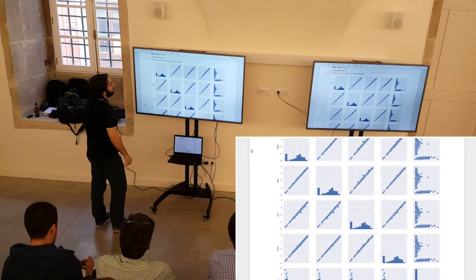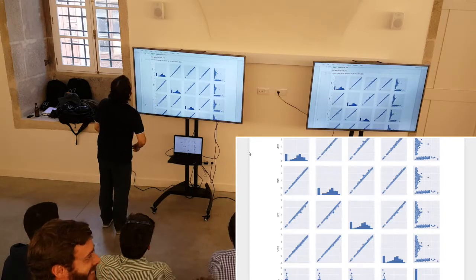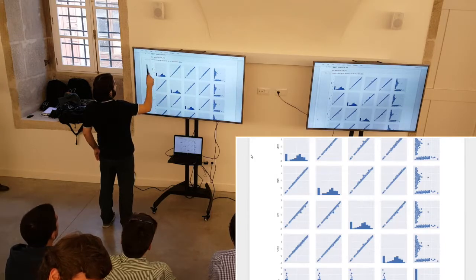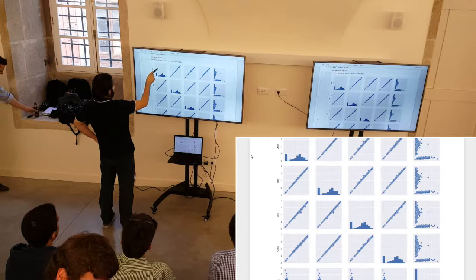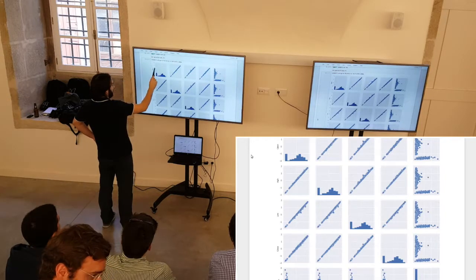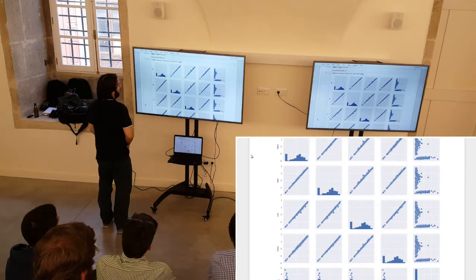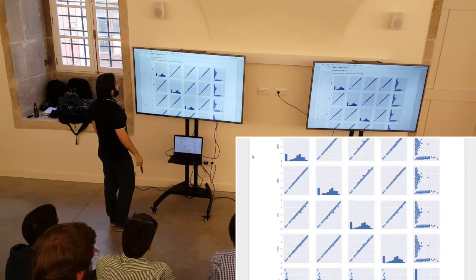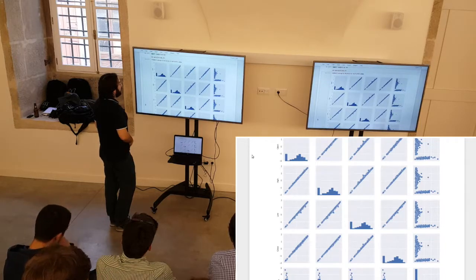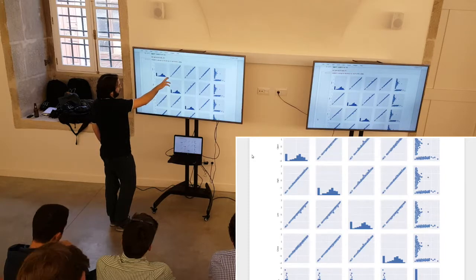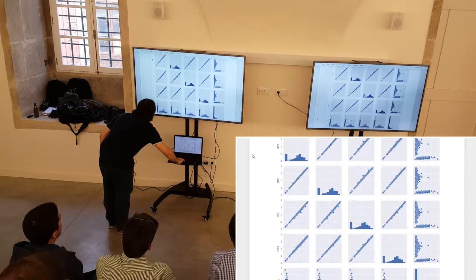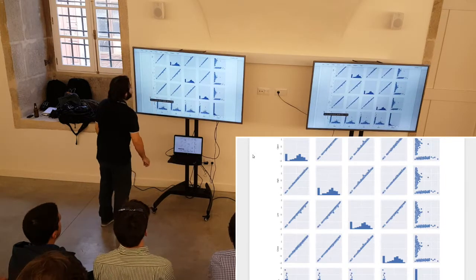So yeah, on the diagonal, it shows the histogram of the column itself. For example, here we have the histogram of the column open, here of high, low, and so forth. And then on the other ones, we have scatter plots of the pairs of the variables we are analyzing. Okay, so this is an interesting way to get a feel for the data we are analyzing.